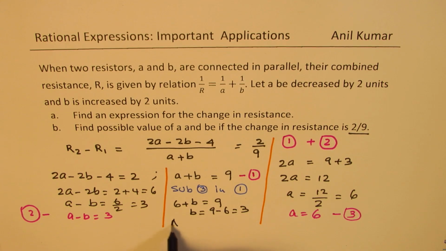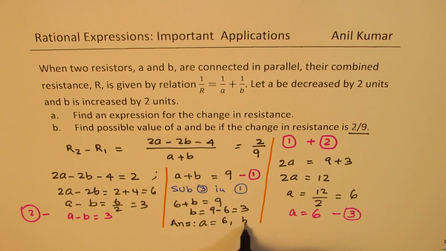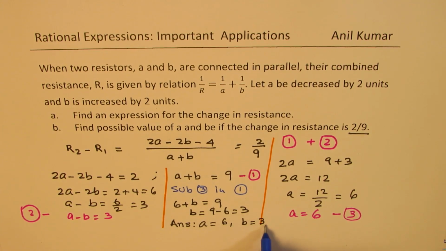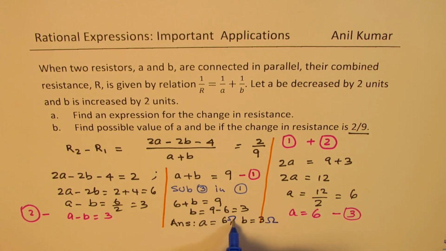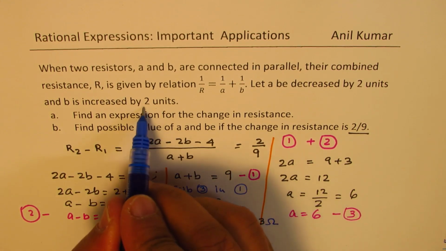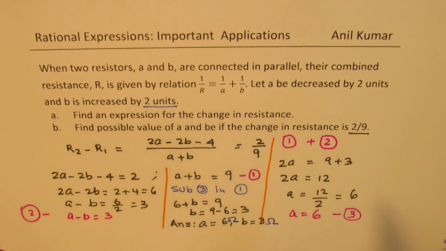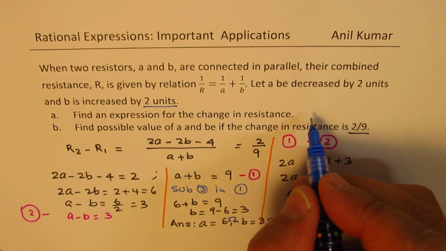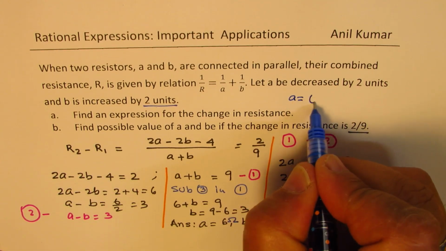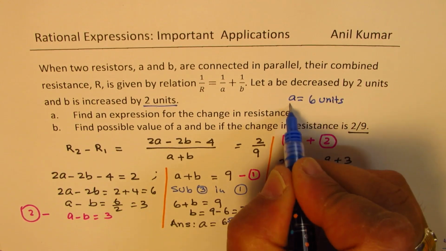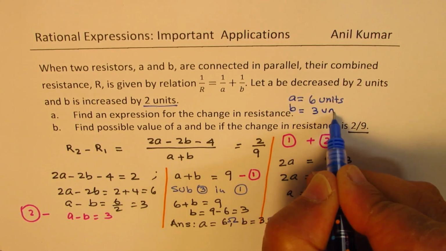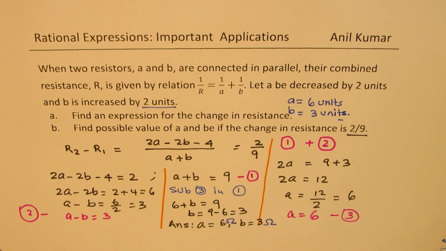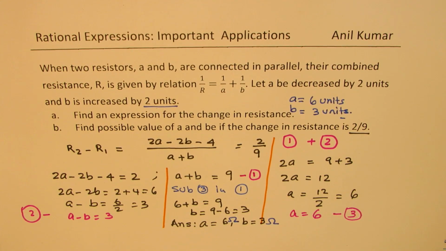So we get our answer: a is equal to 6 and b equals 3. Normally, the units are ohms, which is written like this. But in this question it is written units, so we'll say we get our answer as a equals 6 units and b equals 3 units. Is that clear to you? So that is how we can solve this question.